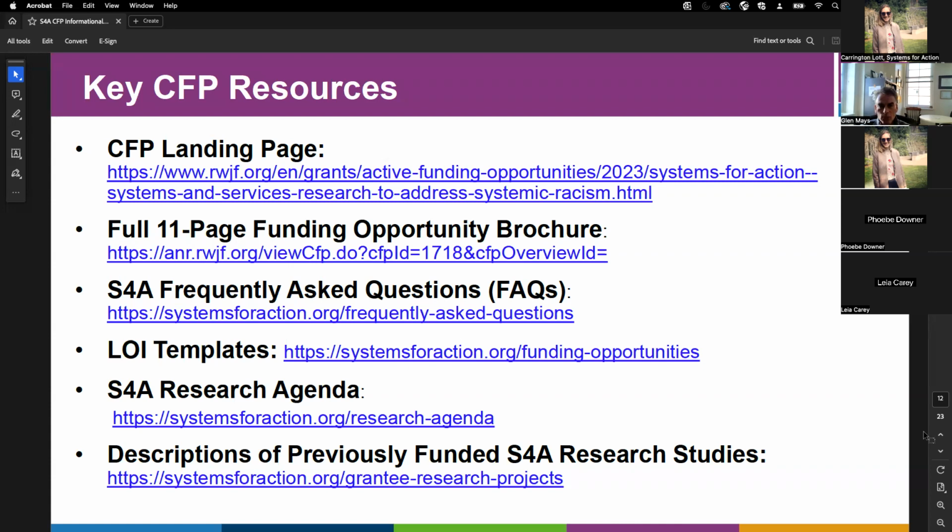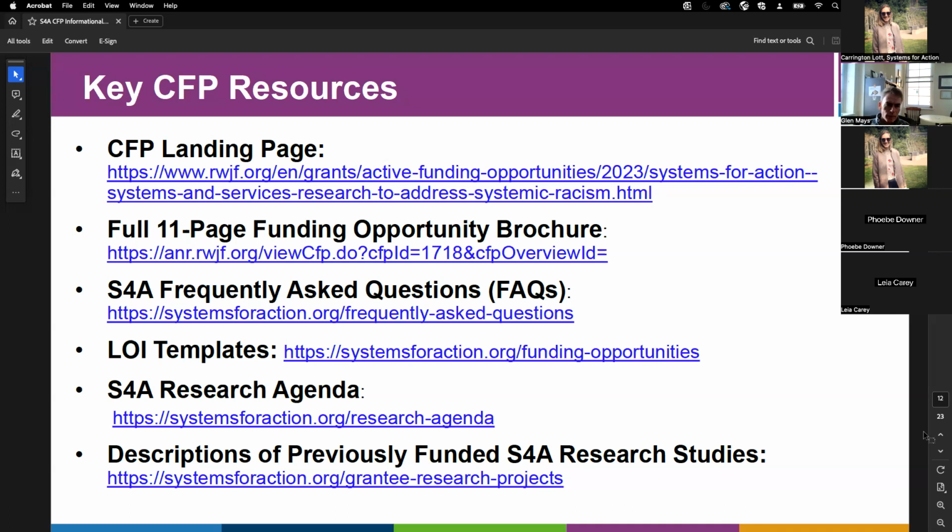So we encourage you to download the LOI templates and to use those as you're developing your 3-page letter of intent. There are 2 different LOI templates. There's one for the developmental award category and one for the impact award category. Very, very similar. So we definitely encourage you to download those templates and use them as you're developing your LOI.